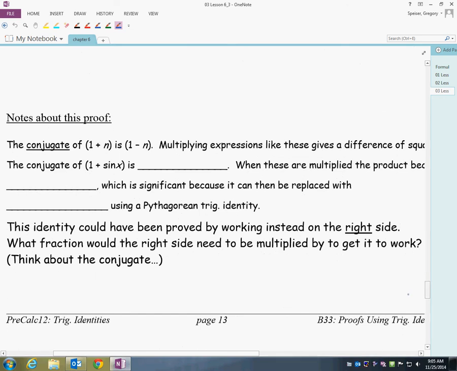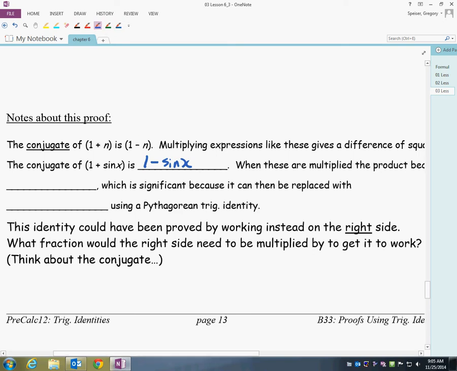The conjugate of 1 plus n is 1 minus n, so the pattern's pretty straightforward. Multiplying expressions like these gives a difference of squares. So the conjugate of 1 plus sine of x will be, following the same pattern, 1 minus the sine of x. And I feel a little kindergartenish. Let's switch to this one.